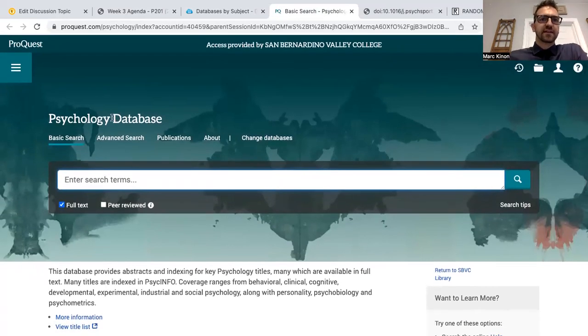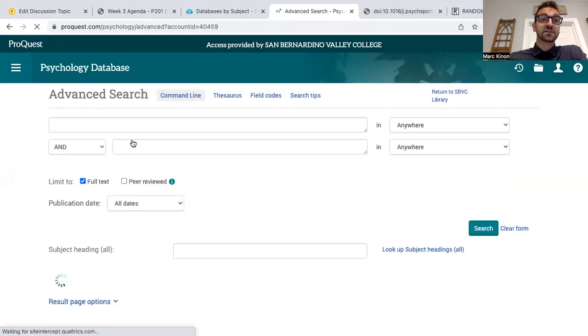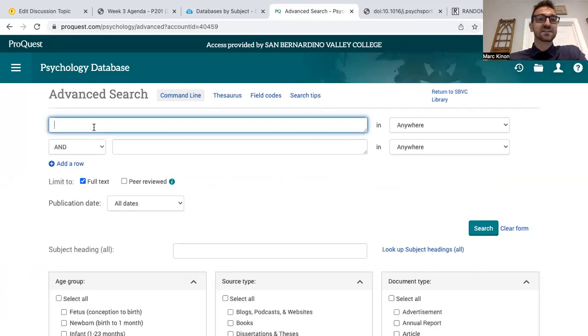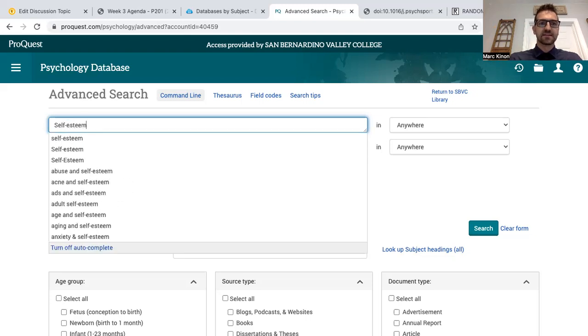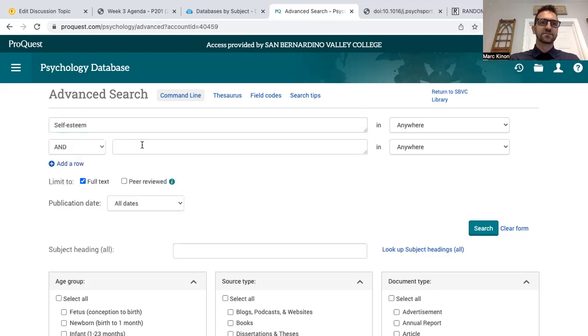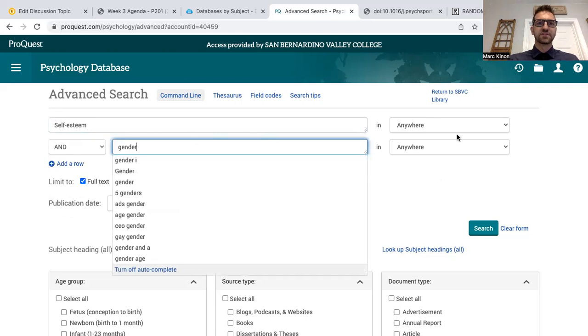So it'll look like this, psychology database. What I recommend you click on is advanced search. Basic search might work as well. But really, if you look at all your hypotheses, there are 2 variables. So let's say you picked self-esteem. Okay, so you do self-esteem and gender.